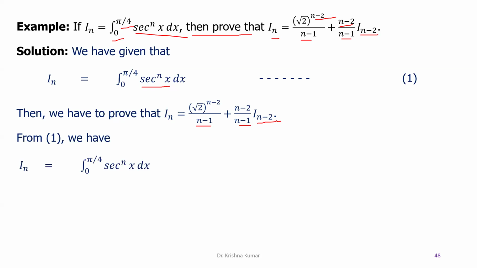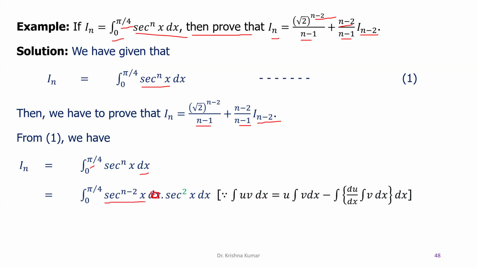we have I_n is equal to integration of sec to the power n x under the limit 0 to pi by 4 with respect to x. This can be broken into two parts: sec to the power n minus 2 x into sec square x. And we know the integration of sec square x is nothing but tan x. So we can directly use integration by parts: the first function is u and this is v.